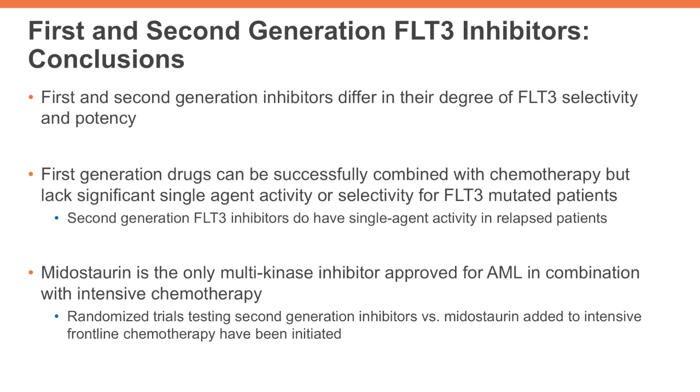Midostaurin is currently the only multi-kinase inhibitor approved for AML in combination with intensive chemotherapy, and randomized trials adding second-generation inhibitors and either comparing them to placebo or to midostaurin as the third agent added to intensive frontline 7+3 chemotherapy have been initiated.